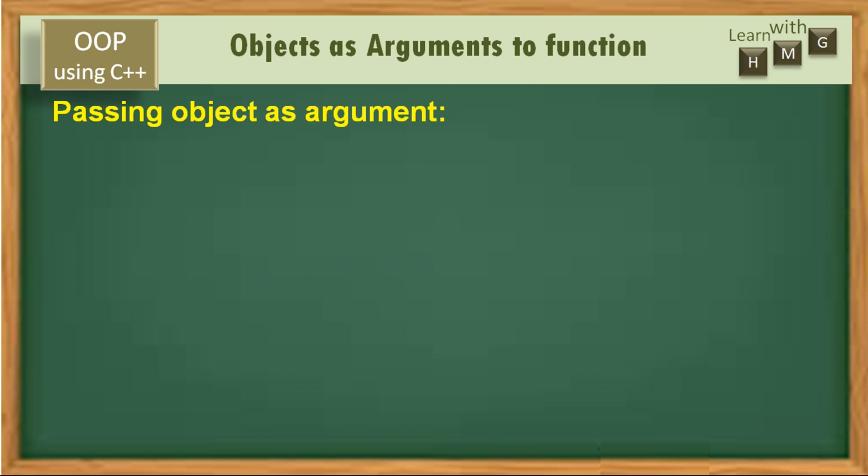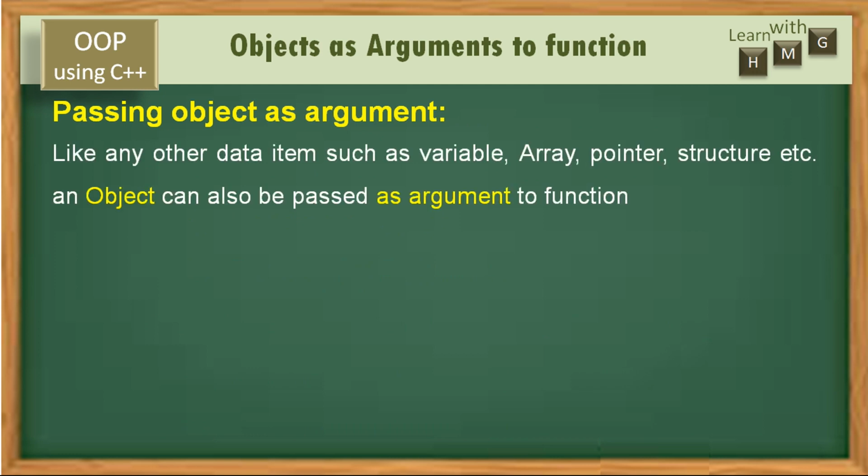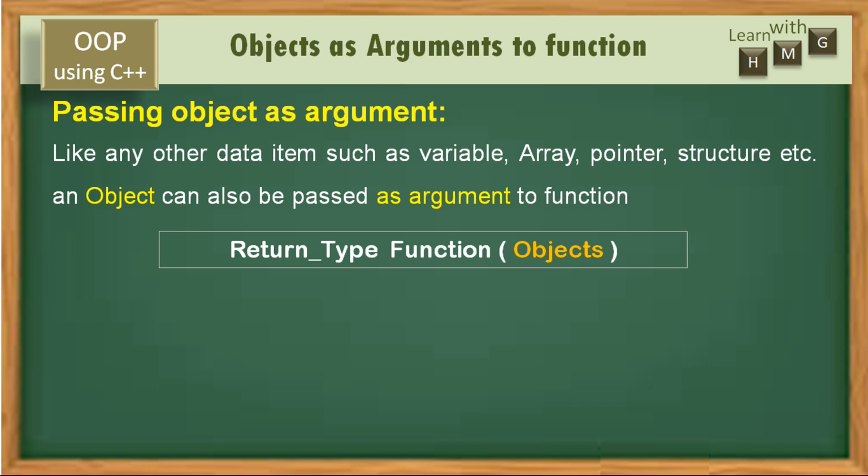So let us start with first how to pass object as an argument. Like any other data item such as variable, array, pointer, structure, etc., we can also pass an object as an argument to the function. So function also accepts object as argument. The syntax is similar to the variables, that is return type, function name, and within brackets objects can be passed as arguments, and these objects will be the argument to the function.